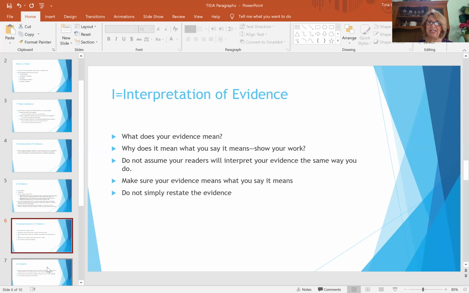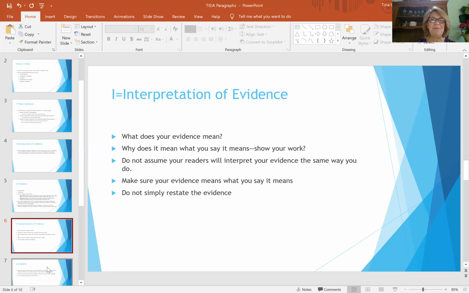Interpretation of evidence, then, is when you are telling us what your evidence means. You've introduced your evidence, you have put the page number in, so you've cited it, and now you're going to tell us, why are you giving us evidence? What does it mean? Why does it mean what you say it means? It's what you say it means. Do not assume that your readers interpret your evidence the same way you do. Make sure that the evidence that you present actually means what you say it means.